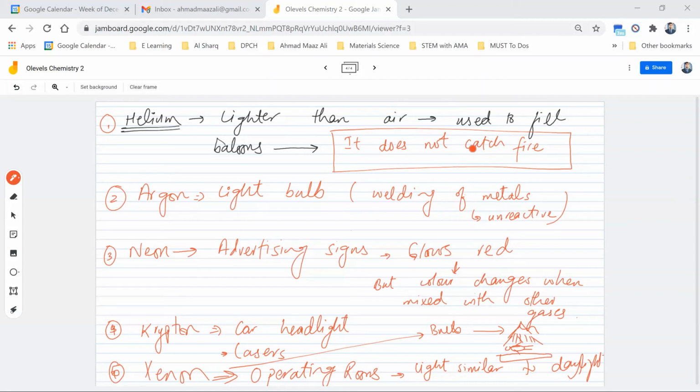Xenon is also used by photographers, right? You might have seen in movies or in real life as well that initial photographers used to have a very bright bulb, and they also use xenon in it because it produces a light which is just like the sunlight.